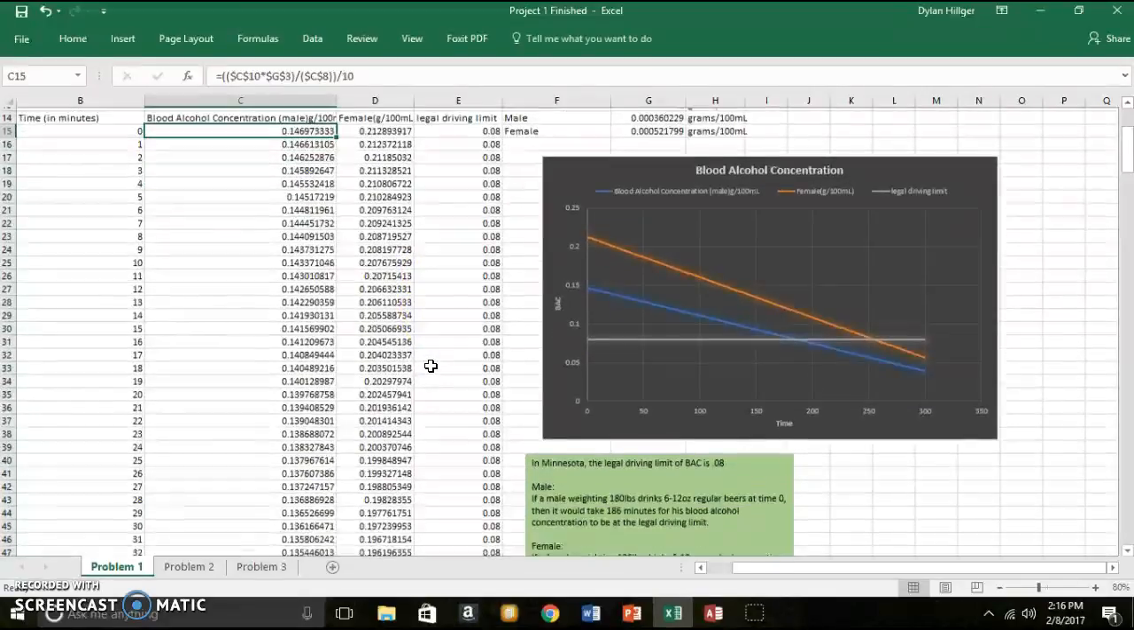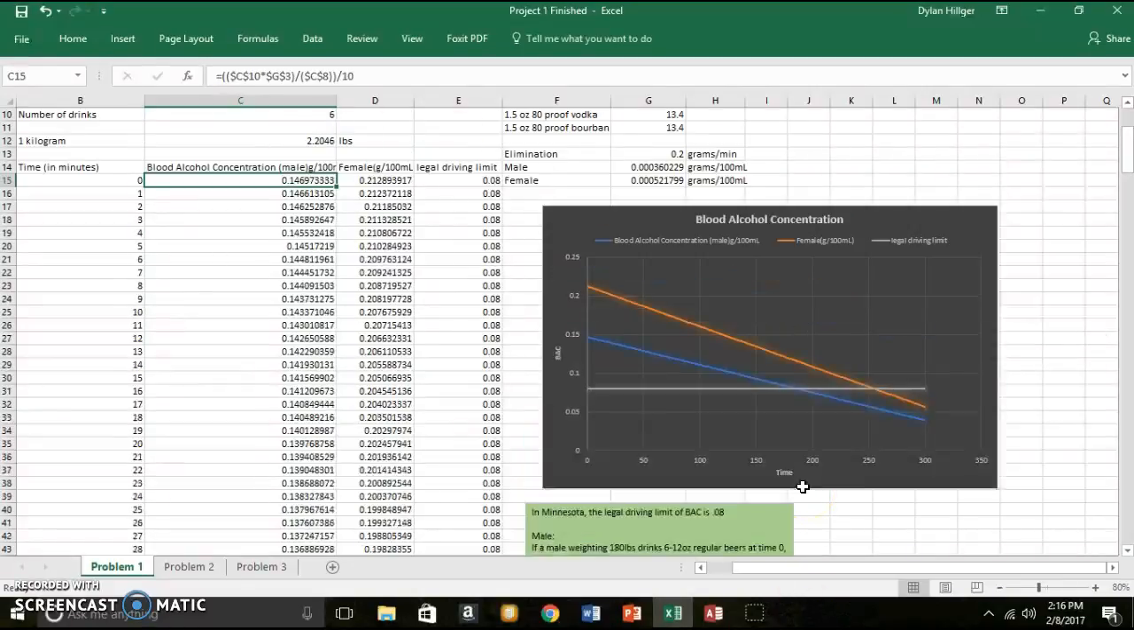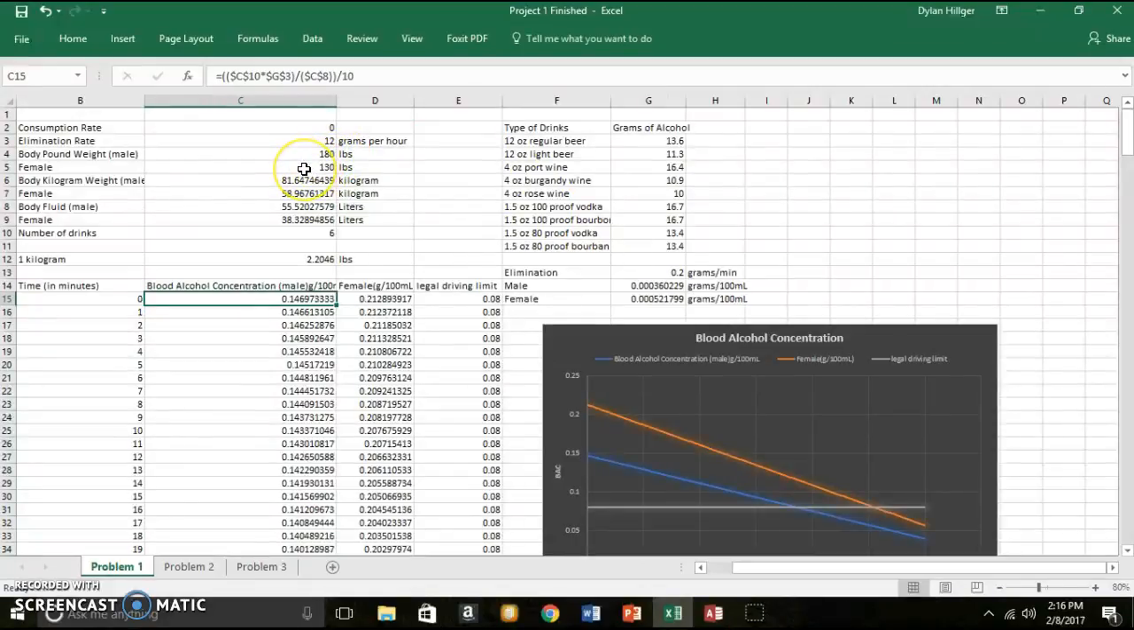We determined that after 186 minutes, the male would be able to legally drive at a 0.08 blood alcohol content, and a female could drive after 255 minutes. This is using a 130-pound female and a 180-pound male.